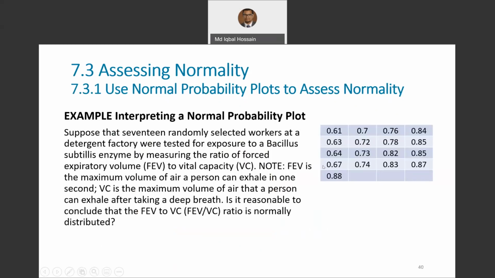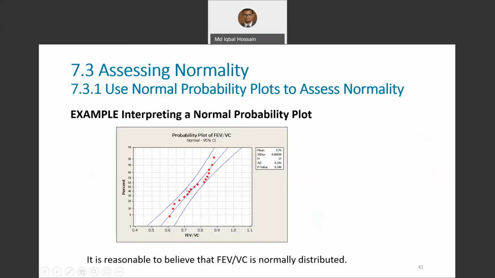Then we have a data set from here. Again you have to find out the Fi and Zi. Then you have to plot it to find out if the data is normally distributed or not. So here you can see the plot. This value is normally distributed here. So it's also depending on the R value.